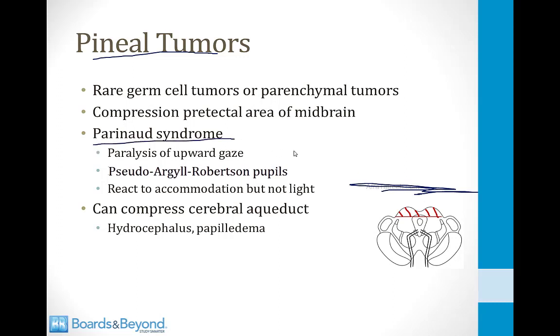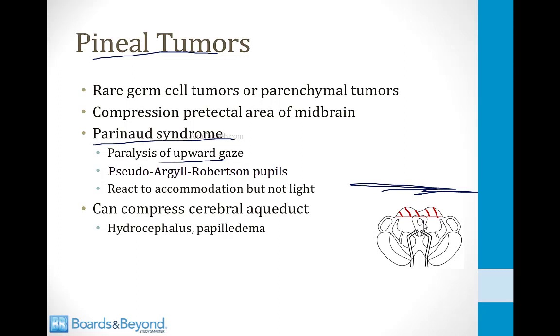So the pretectal area is what coordinates your upward gaze. So patients who have a lesion in this area of the midbrain cannot look up. They also have a pseudo-Argyll-Robertson pupil. So what is that? An Argyll-Robertson pupil is a finding in neurosyphilis where the eye does not react to light. In other words, it doesn't constrict when you shine light in it, but it does constrict when you have the patient follow your finger into their nose to test accommodation. Generally, an Argyll-Robertson pupil means neurosyphilis, but the one exception is Parinaud syndrome.